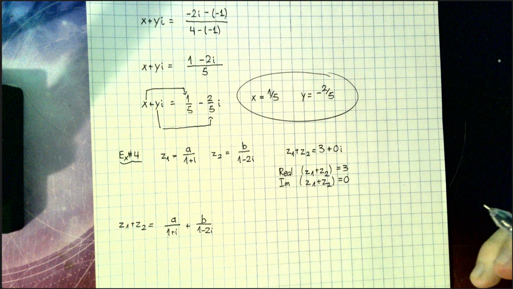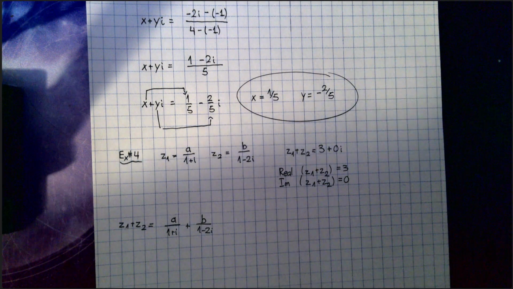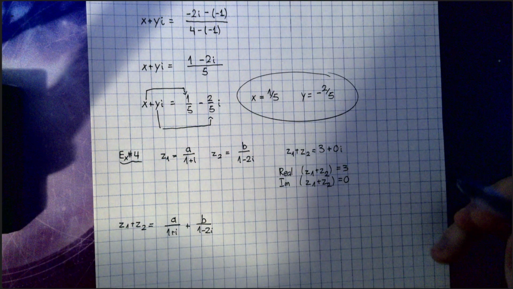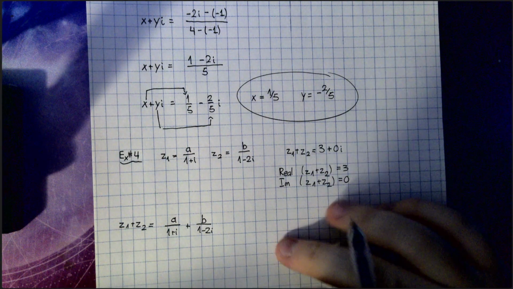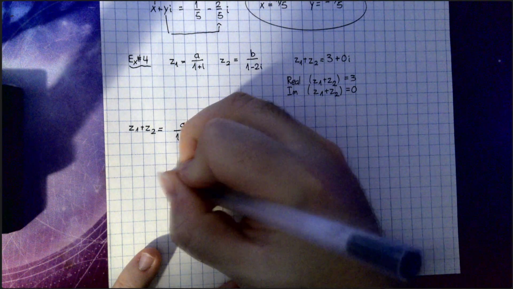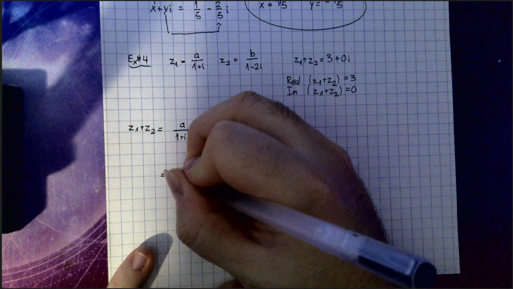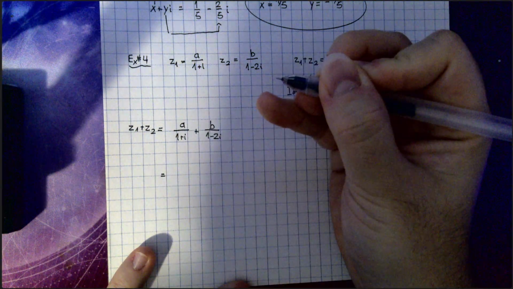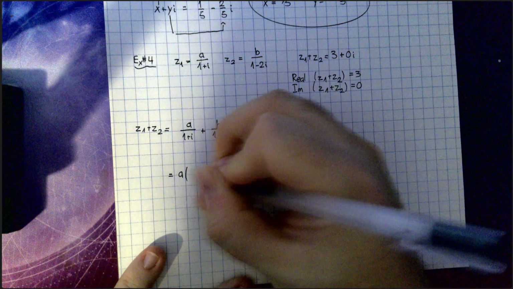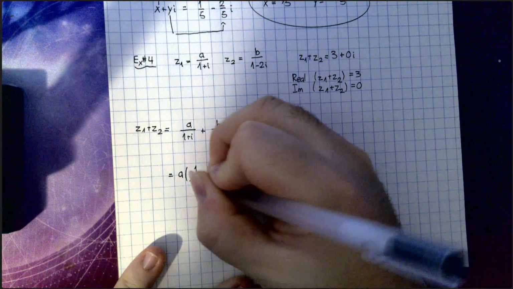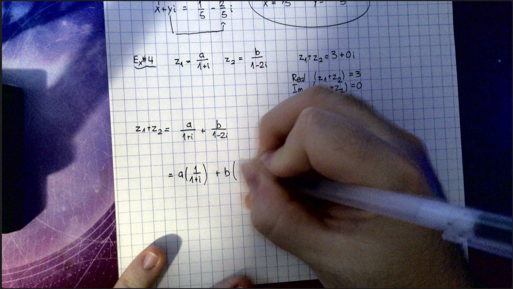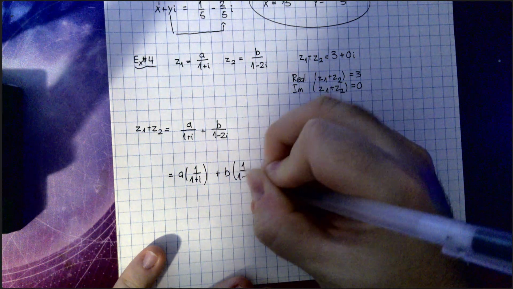And unfortunately, I can't really multiply anything right now. Or sorry, not multiply, I mean add. But what I can do is try to get rid of the imaginary number from my denominator. So the first thing that I'm going to do is, should I factor out the a? I am going to factor out the variables. So first I'm going to just have a bracket 1 over 1 plus i plus b bracket 1 over 1 minus 2i.